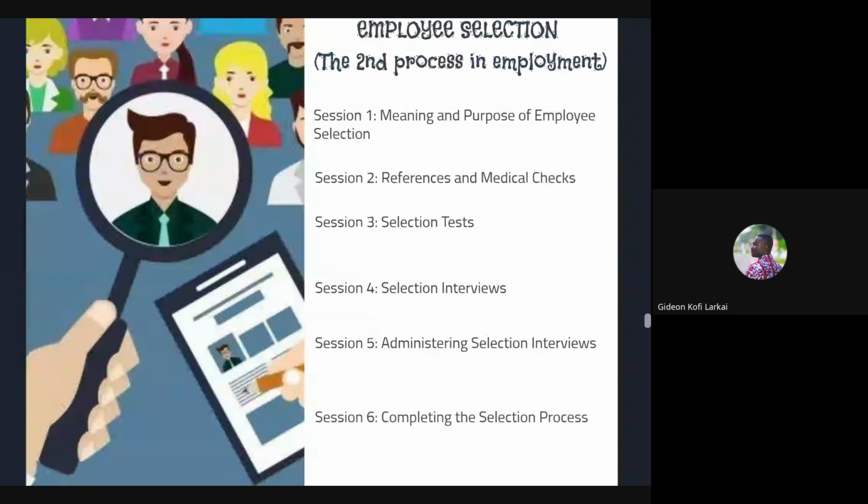D, group or mass interview. An even more stressful type is the group or mass interview. In this interview, a panel interviews several candidates simultaneously. Here, the panel poses a problem to be solved by the interviewees and then sits back to assess the candidates on the basis of their respective contribution to solving the problem.